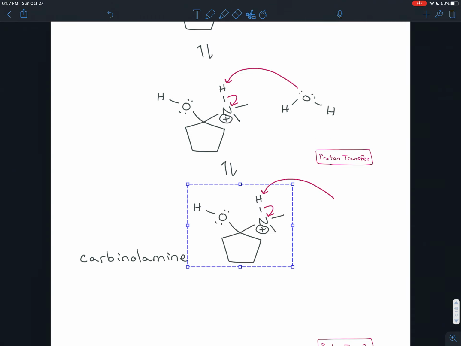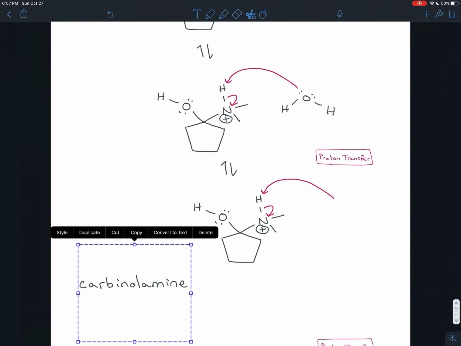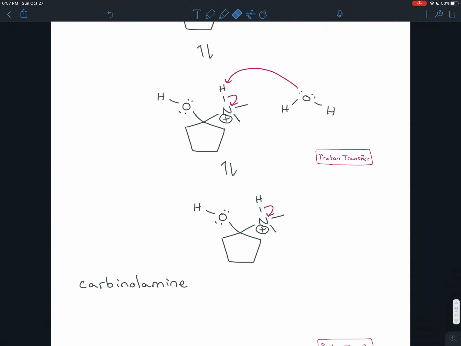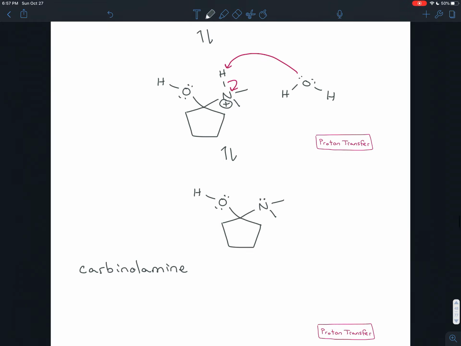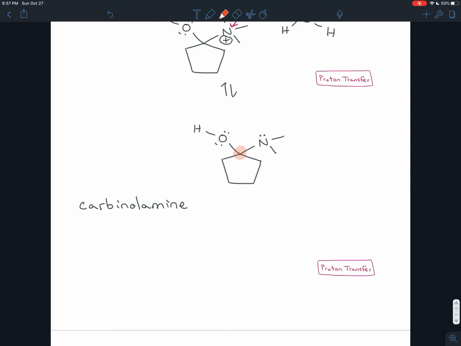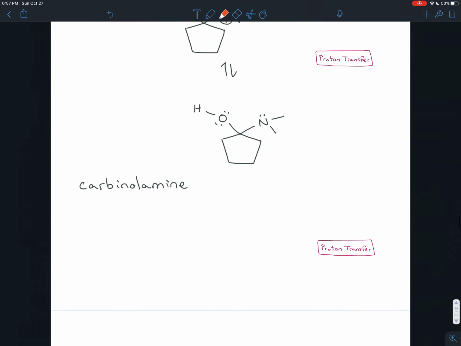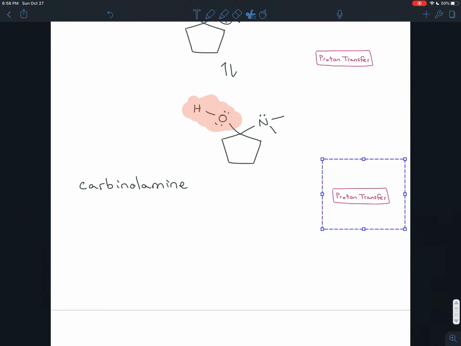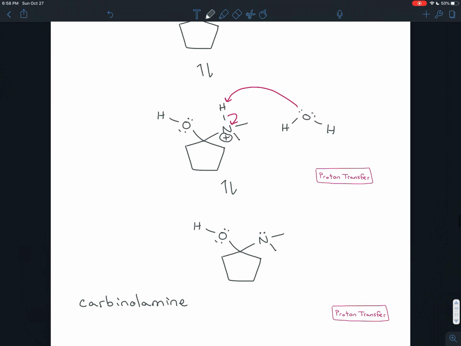What we're left with after that is our carbinolamine. Let me change it. So we won't have this hydrogen anymore, and the electrons that were going to it just form a lone pair. So that's our carbinolamine. We have a carbon with an alcohol and an amine attached to the same position. We're halfway there. We just need to get rid of this OH. But right now it's a bad leaving group, so we have to do a proton transfer to turn it into a better leaving group.